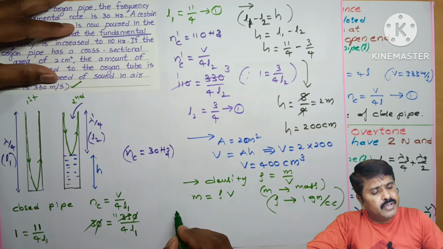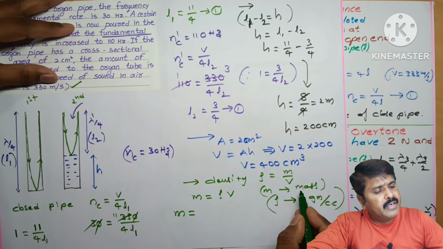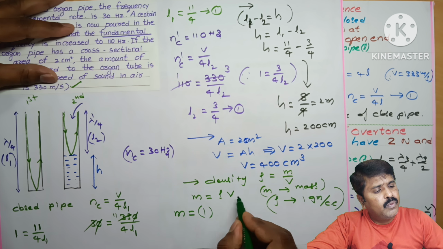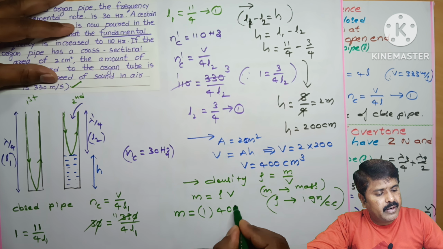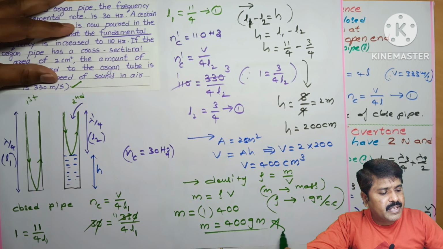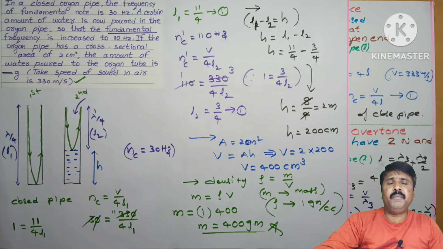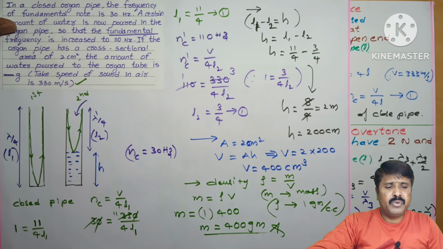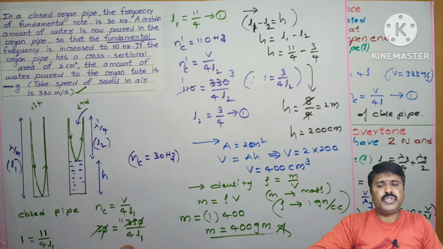So M, which is equal to density times volume. How much do we got? 400. So mass is equal to 400 grams in the answer for the given question. Okay student.